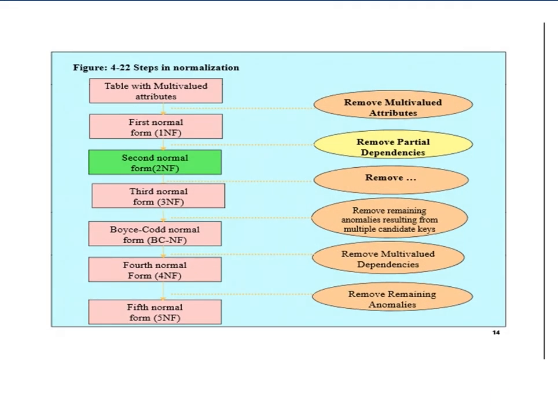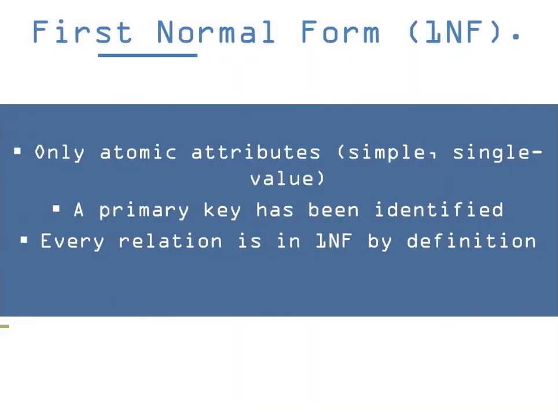There are some steps in normalization and we will discuss them now. First normal form consists of only atomic attributes. A primary key has been identified, and every relation is in first normal form by definition.